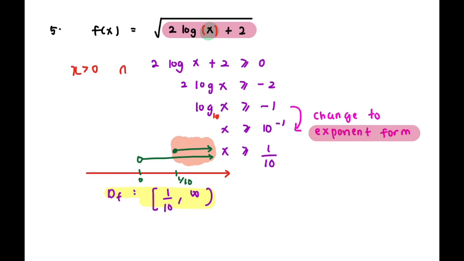Since we have two answers, let us intersect both of them. So draw the number line, put in sequence 0 and 1 over 10. So the first case is more than 0. Another case is more or equal to 1 over 10. So let's find the intersection here. Therefore, the domain is from 1 over 10 included until infinity. So that's the end of this subtopic.